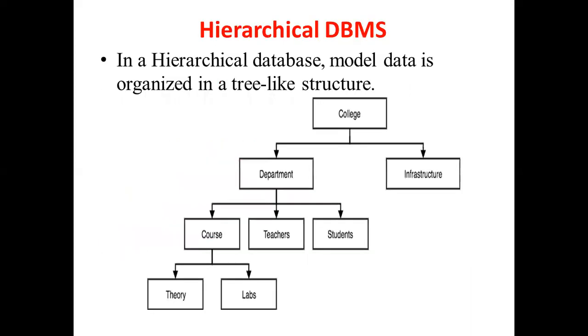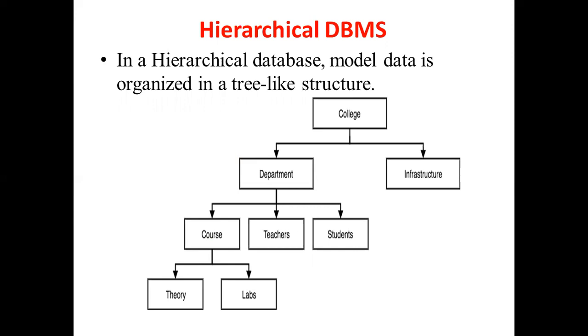Let's see one by one. The first one is the hierarchical database. This one is the oldest and the straightforward kind of representation in the database. It is called a hierarchical model because the hierarchy in the database is maintained. This is the model in which data is organized into a tree kind of structure, and that's why it is called a hierarchical DBMS.